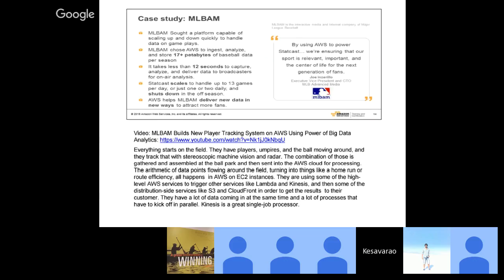Most of the clients in the sports area use big data heavily, because their data needs have really big data characteristics, from the volume point of view and the velocity point of view. Most of the people are using it, but this particular one is using the AWS platform to build this tracking system. It's basically a nuclear tracking system using the power of big data analytics.